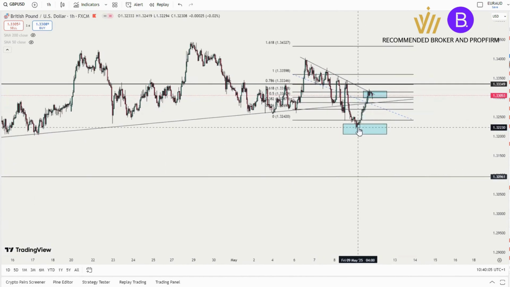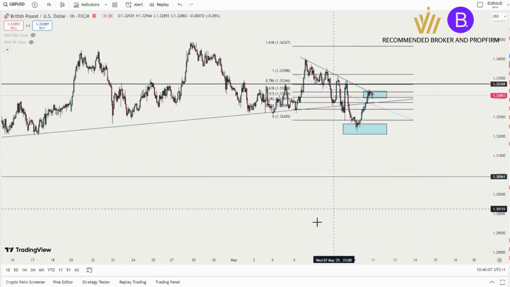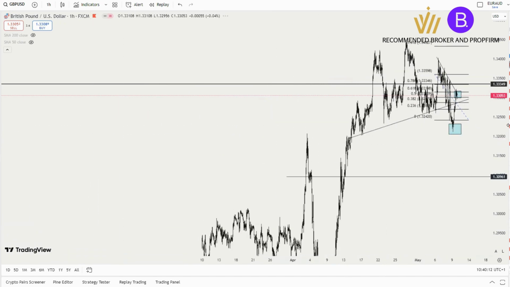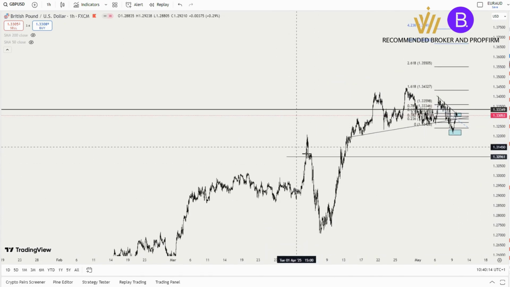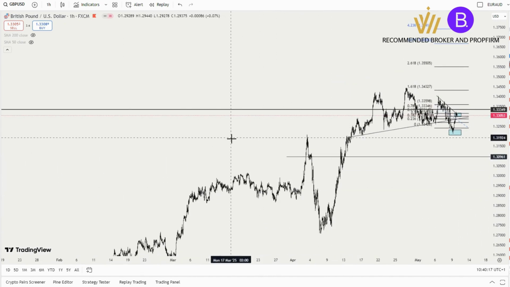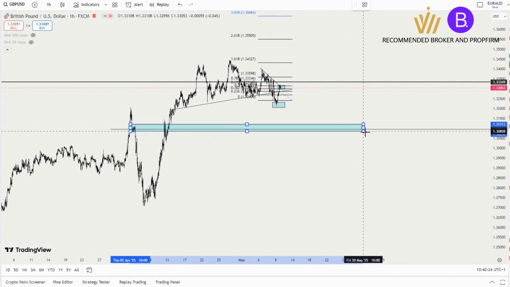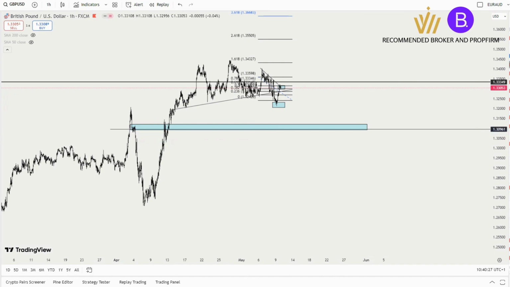So your first target might be 1.32230, and then probably your last target might be 1.30961. That is for the next week again. So that's what I'm actually looking at on GBP US dollar. Based on your own analysis too, you can watch out for this if it's likely to happen.